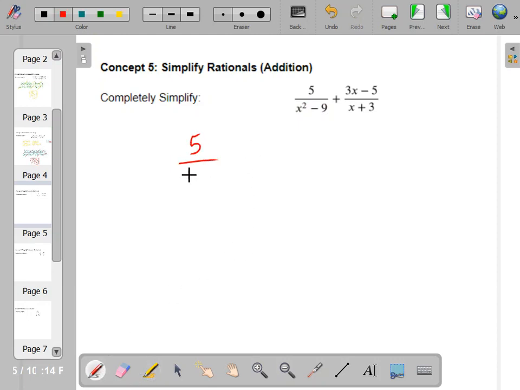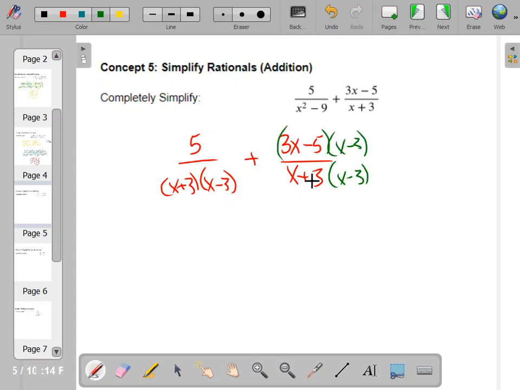So the first step is figure out what each denominator is made up of by factoring it. So in the bottom left, I have dots. X squared minus 9 is a difference of 2 squares. This helps us see that they both share an x plus 3, but this guy also has an x minus 3. So give him an x minus 3 in the top and the bottom.